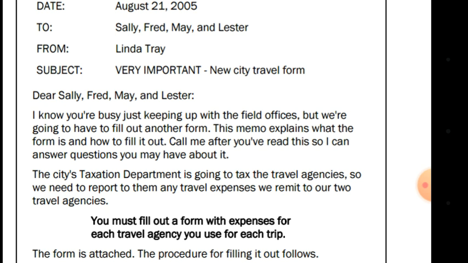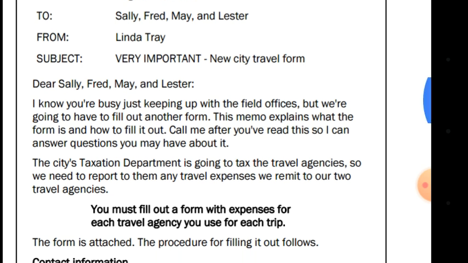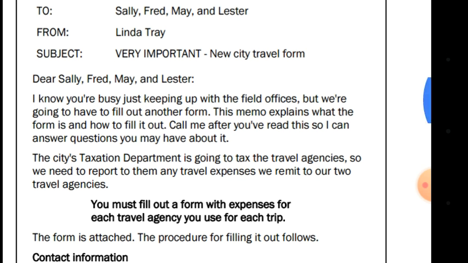This memo explains what the form is and how to fill it out. So the writer states directly, clearly, and precisely the contents of the memo, so the reader knows what to do and what to expect from the beginning, early in the memo. And he said, call me after you have read this so I can answer questions you may have about it. So the writer includes a feedback loop to ensure that the reader reads and understands the memo.